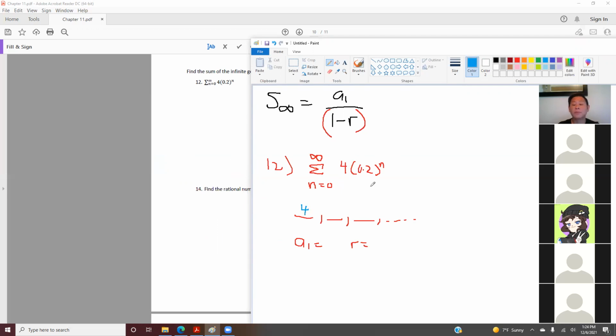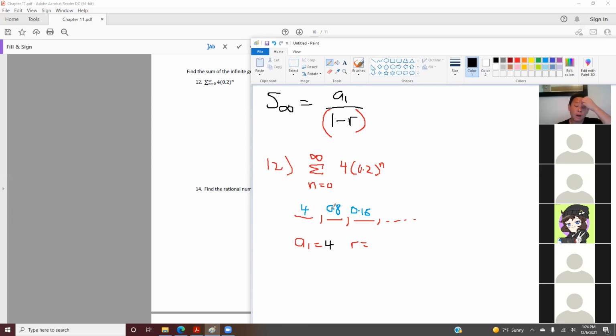You will get 4. Then put n equals 1. What do you get? You get 0.8, right? And then one more time, put n equals 2. This is 0.16. So we know that A1 in this case will be 4.